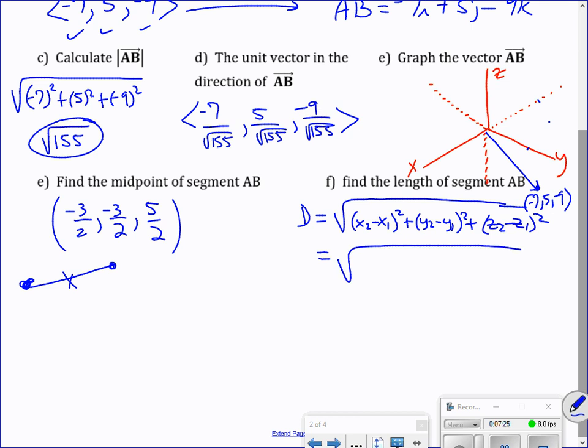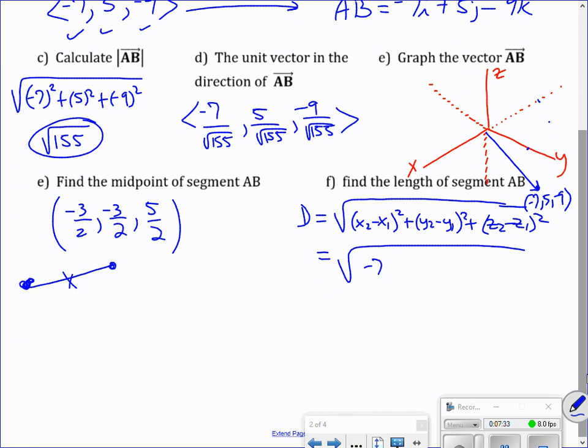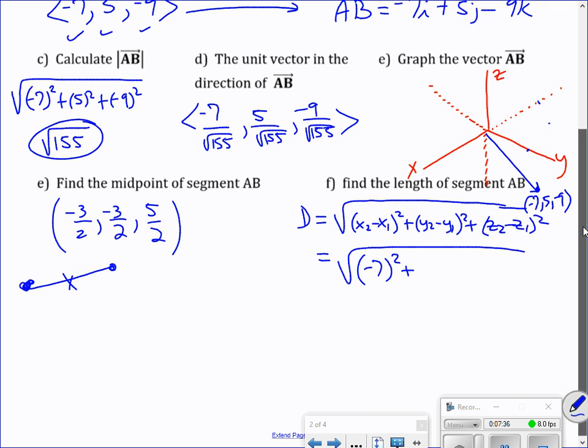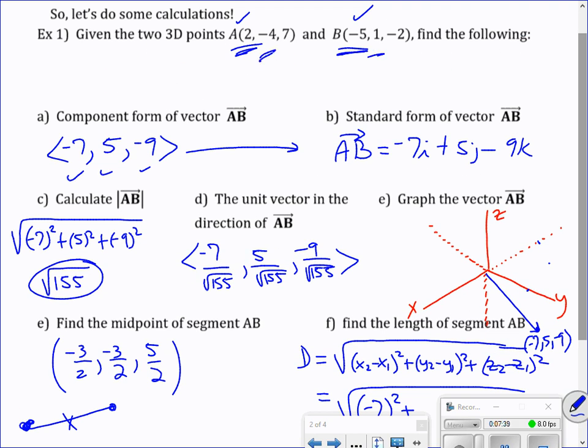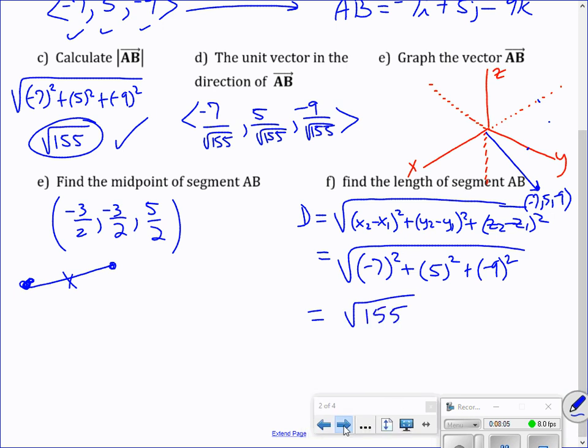All right, so I have a big square root, so x2 minus x1. So here's x2, x1, negative 5 minus 2. Oh, it's negative 7. I'm squaring it. And then y2 minus y1, so I'm getting 1 minus negative 4, which is 5. So 5, and I'm squaring it. Do you notice what this is? This is just the same thing as the magnitude, because that's the distance. That's the length of the vector. And so the last part's going to get me negative 9 squared. So if somebody asks you the distance between 2 points, it's like doing the magnitude of the component form. So this is the square root of 155 again. Okay.